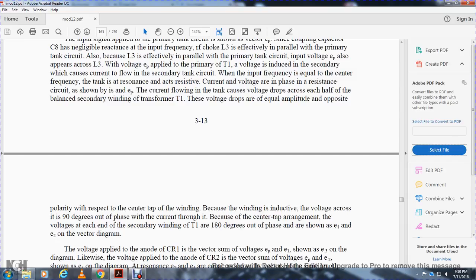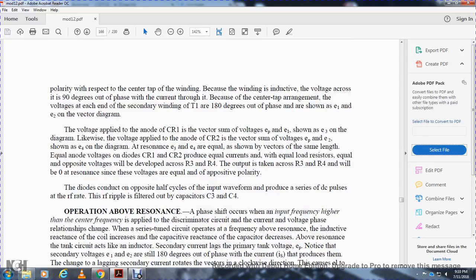Because the winding is inductive, the voltage across it is 90 degrees out of phase with the current through it, and because of the center tap arrangement, the voltage at each end of the secondary of the transformer is 180 degrees out of phase. These are voltage 1 and voltage 2 on the vector diagram. The voltage applied to the anode of diode 1 is the vector sum of the primary tank circuit voltage and voltage 1, shown as voltage 3 on the diagram. Likewise, the voltage applied to the anode of diode 2 is the vector sum of the primary voltage and voltage 2, shown as voltage 4 on the diagram.